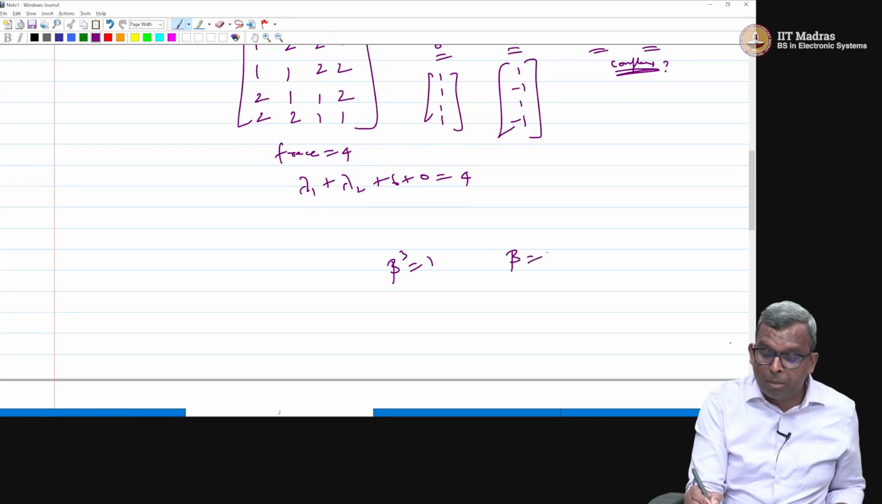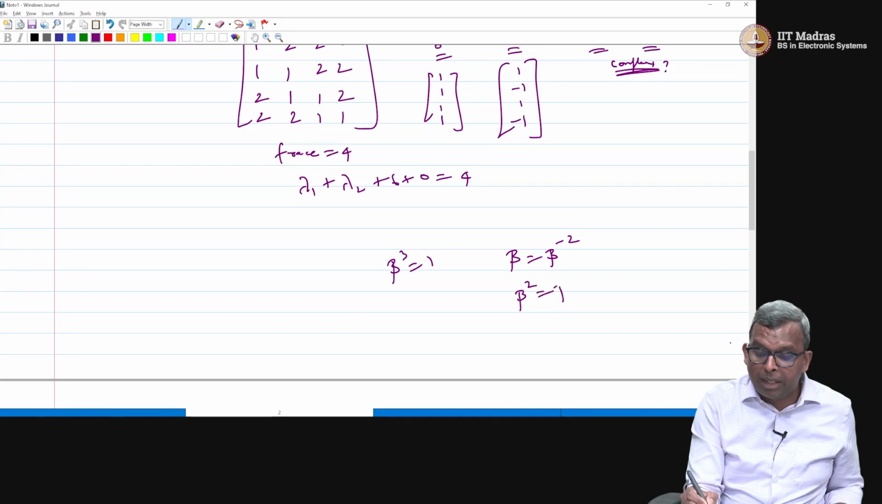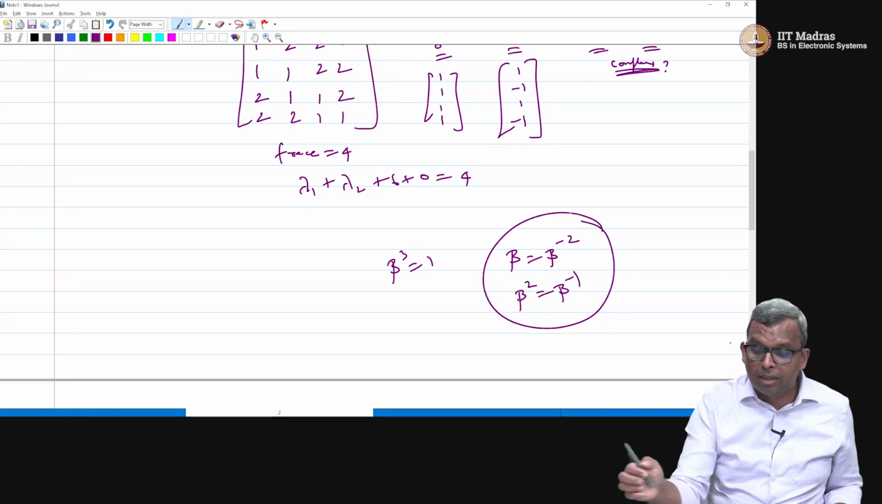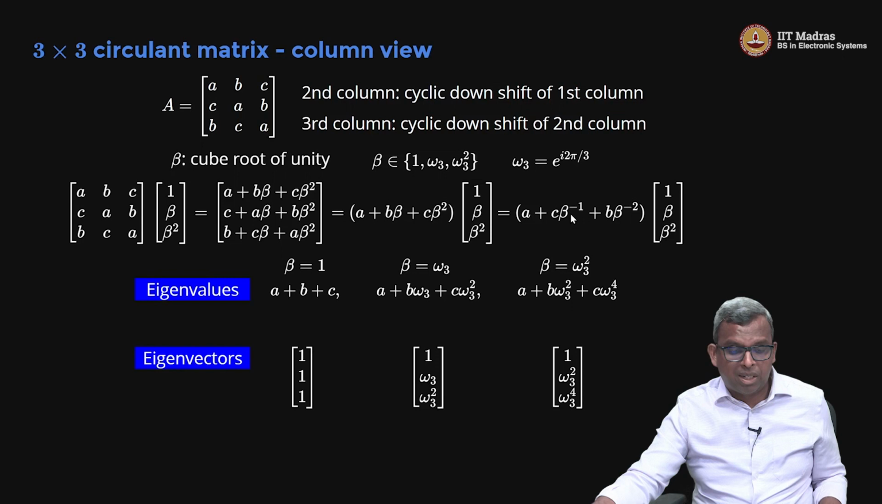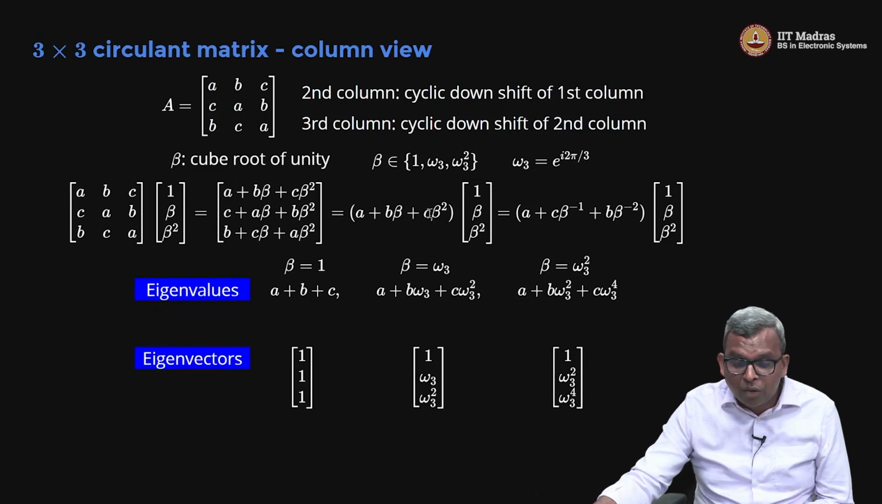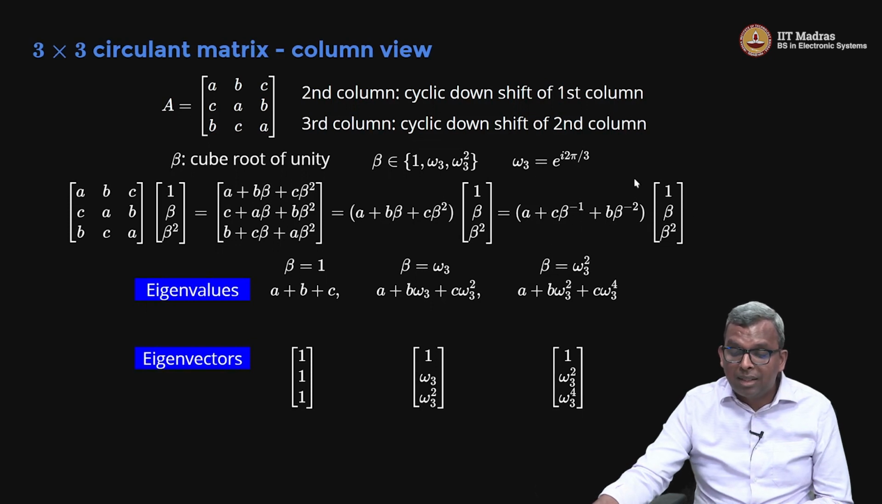So beta will become beta power minus 2, and then beta squared will become beta power minus 1. Okay, so this is an important little observation. There's nothing much going on here. Instead of writing C beta squared, I'll write C beta inverse. Instead of writing B beta, I'll write B beta power minus 2. This is the way in which sometimes the same property is described.